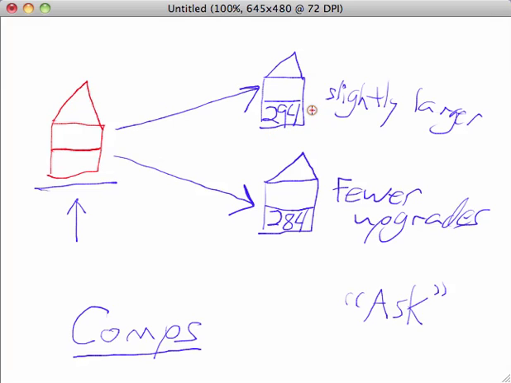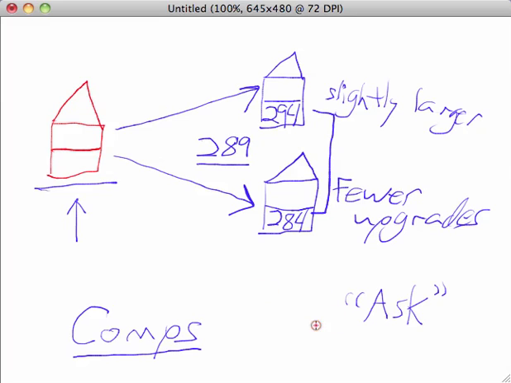Based on this simplified scenario, I would say a good asking price for this house might be somewhere in between $294,000 and $284,000. Let's say $289,000. That would be a good asking price, and you could justify that by saying, look, we've evaluated recent sales in the area. Here's a house that's similar. It's a little bit larger. It went for $294,000. Here's a house that had fewer upgrades, but it's otherwise similar, and it sold for $284,000. That is why we're justifying our offering price of $289,000.